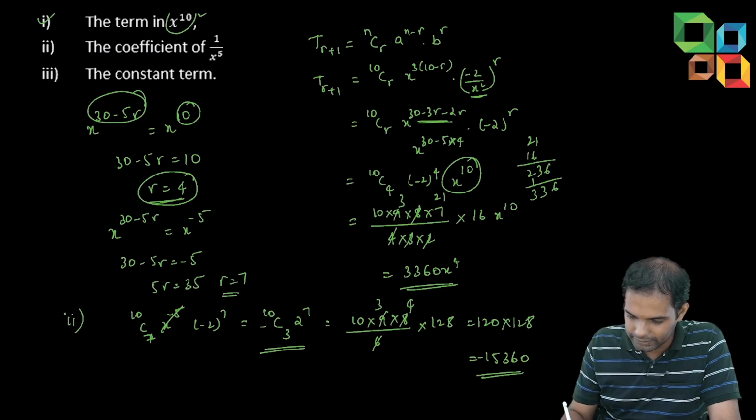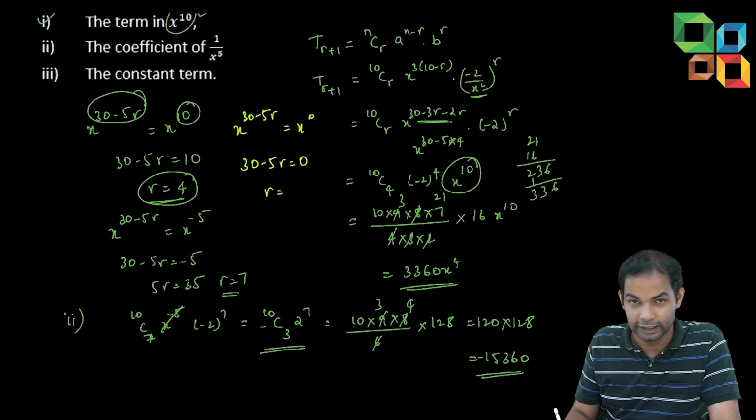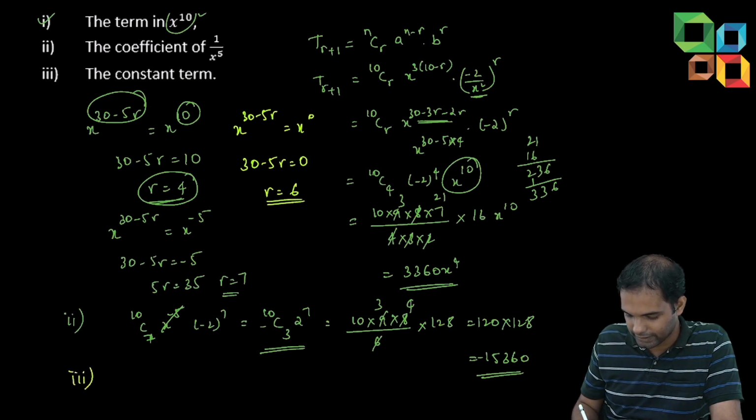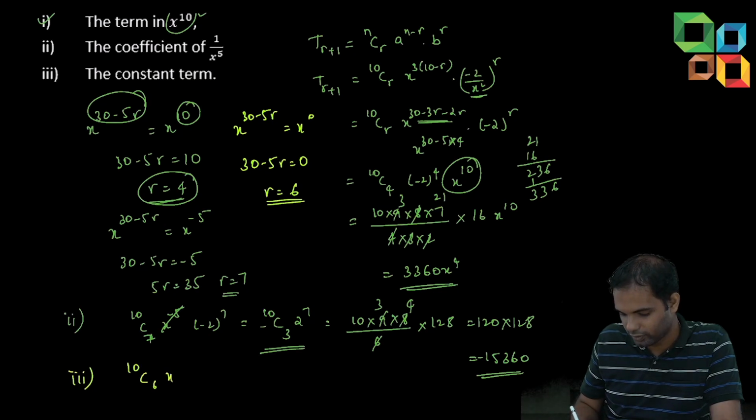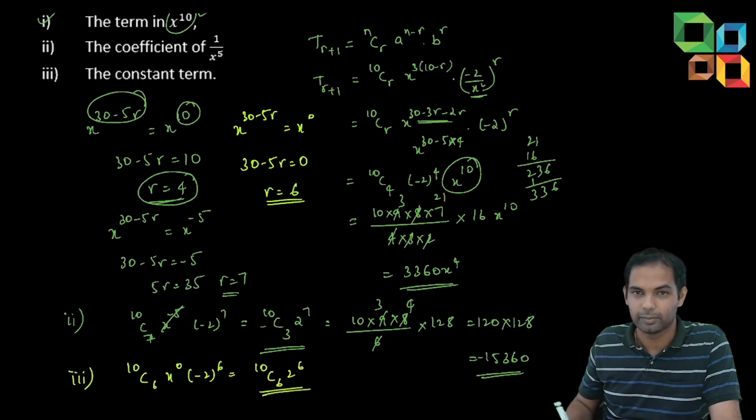The third subpart: now all you have to do is equate the power to 0. So x power 30 minus 5r should be equal to x power 0, the constant term. So 30 minus 5r should be equal to 0, or r should be equal to 30 by 5, which is 6. Let us substitute r equal to 6, so you'll get 10C6. The x power, we know, is 0, 30 minus 30. Minus 2 power 6. Again, we can keep it as it is, 10C6 into 2 power 6. If you want, you can multiply.